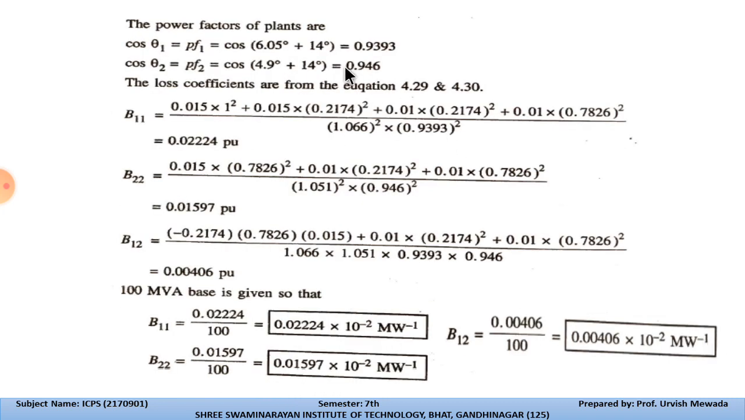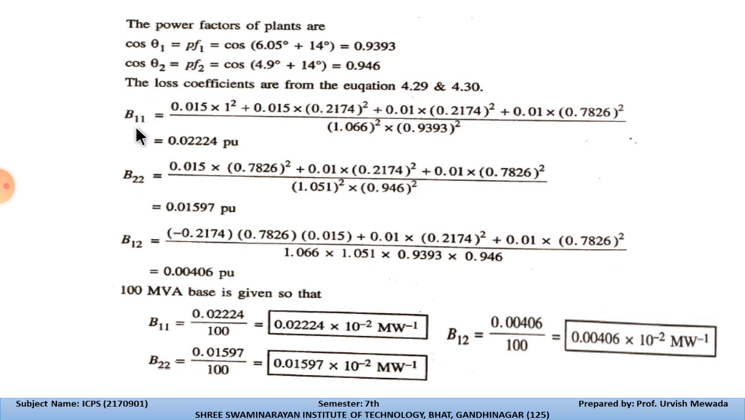So the power factor of the plants are, say, cos theta 1 is equal to power factor 1, that is cos of (6.05 degree plus 14), that is 0.9393, and cos theta 2 is equal to pf2, cos of (4.9 plus 14). We have added the value of theta that we have determined in the previous slide, that is 0.946. Now the loss coefficients are from the equations 4.29 and 4.30.